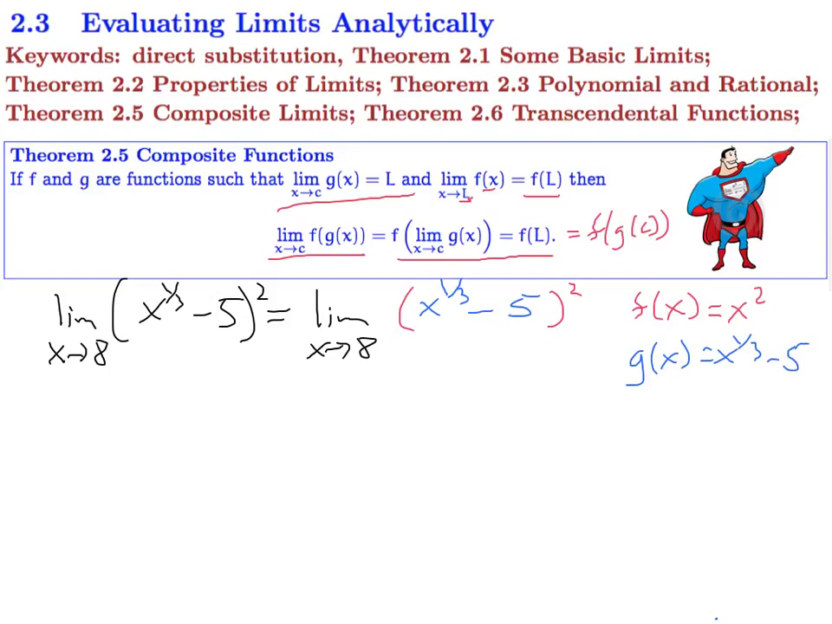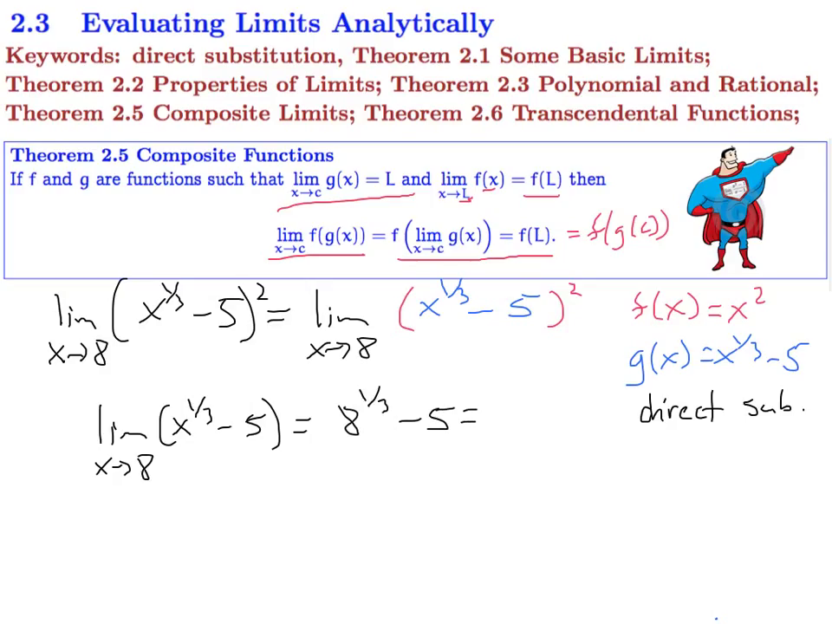And these, according to what we've done so far, are great functions. These are functions that we can just directly substitute into. It's not going to be a big deal. So according to our theorem, we want to figure these out in steps. The first thing is to figure out the limit as x approaches 8 of our inside function, which is just x to the 1/3 minus 5. We substitute in, and we get the cube root of 8 minus 5, which is 2 minus 5, which is negative 3.